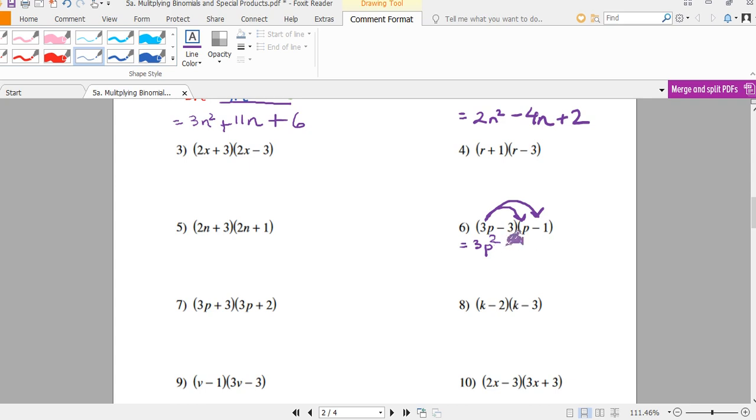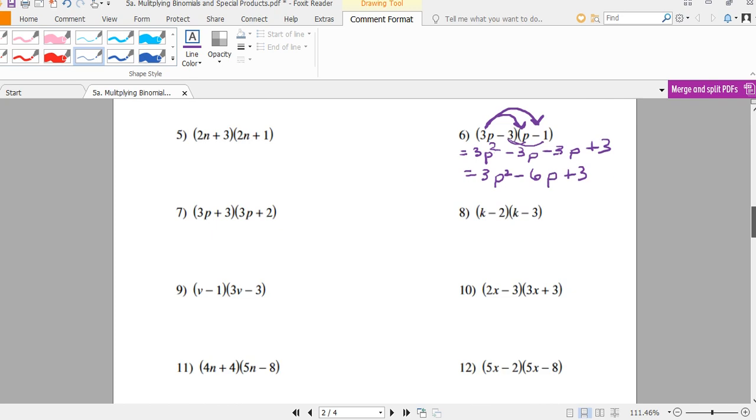3p times negative 1 is negative 3p. And then negative 3 times p is negative 3p again. And then last but not least, negative 3 times negative 1 is plus 3. Okay, so this will give us 3p squared. And then, like terms, negative 3p minus 3p is negative 6p. And then plus 3. Okay.